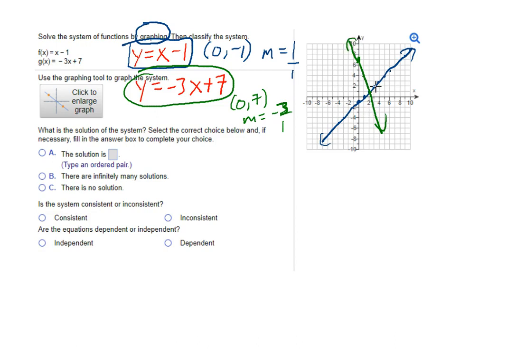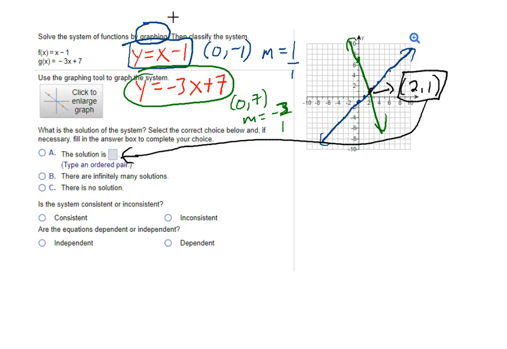Where the two lines cross one another is where we find the solution to our system of equations. So this point right here, which is at 2, 1. Right, x is 2, y is 1. That is where the two lines cross. That will be the solution to my system of equations. So this is what you want to type in to this box right here.